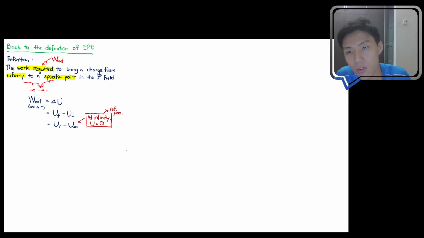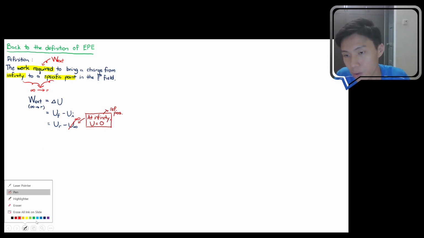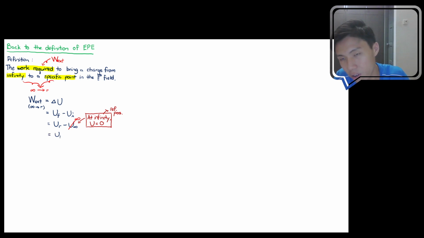Okay, so because the potential energy is equal to 0 at this position, therefore we can make a statement and say that U infinity over here is equal to 0. Therefore, we are only left with UR. Okay, it seems like a very pedantic kind of expansion over here. I'm expanding delta U, then I'm crossing out one of the U to become equal to 0, but at the end I get UR.